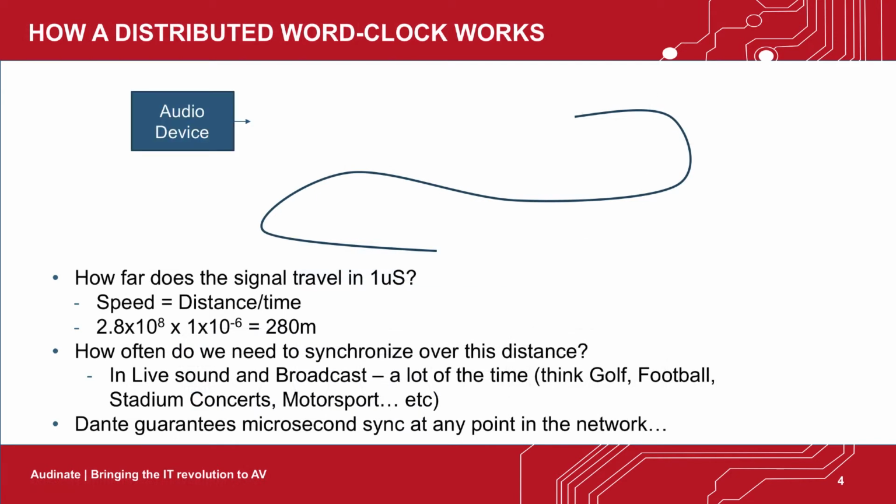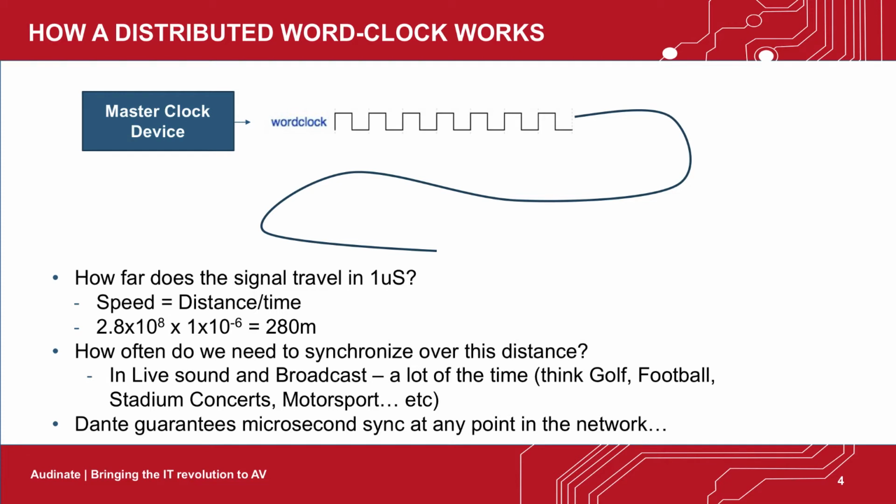Typically, a master clock device drives pulses down a cable. This device can be an audio device or a dedicated master clock. The master clock device must always be connected to all of its slaves. If the master clock device is removed or it fails, then the slaves will cease to be synchronized. Consider the propagation time through the cable. Compensating for this is not part of the standard word clocking. Dante guarantees microsecond sync at any point in the network.